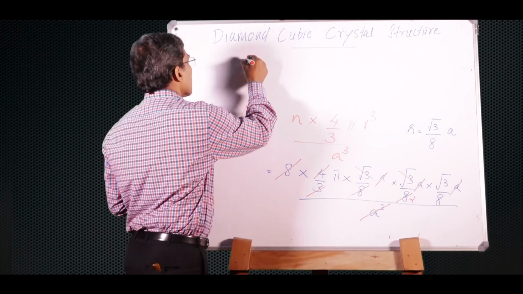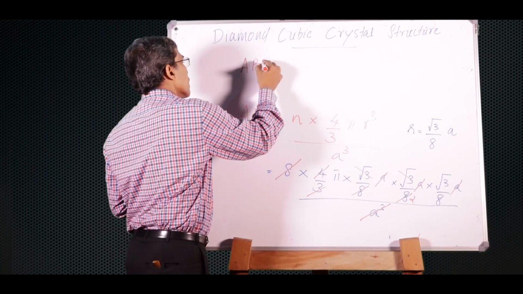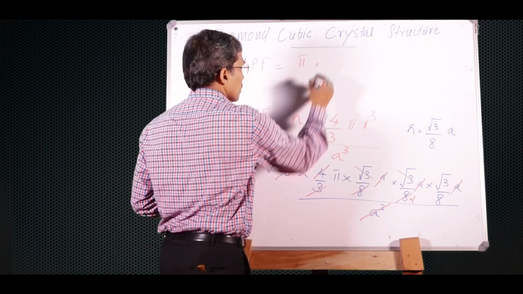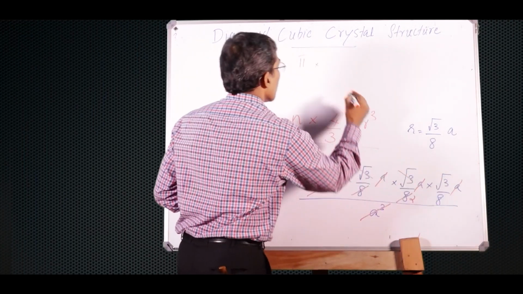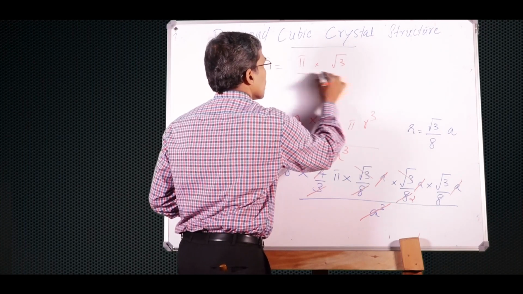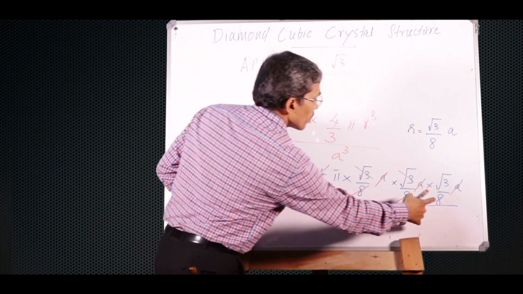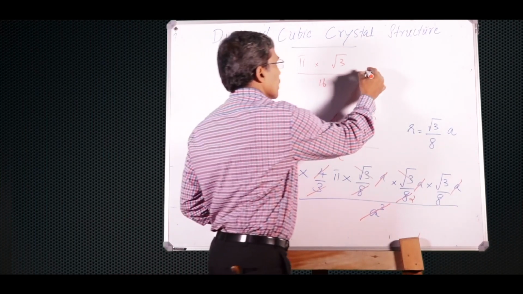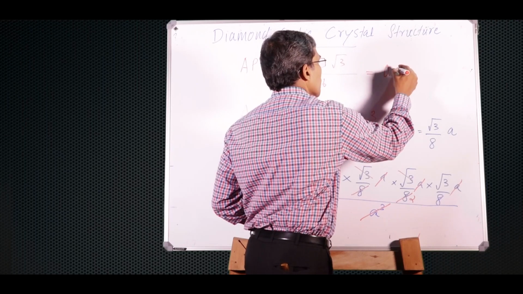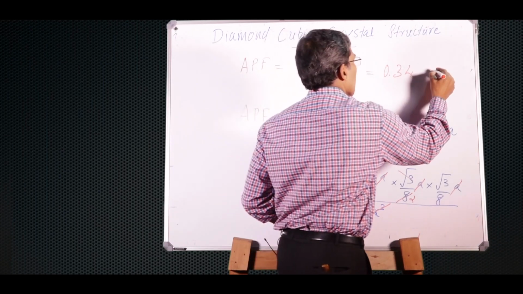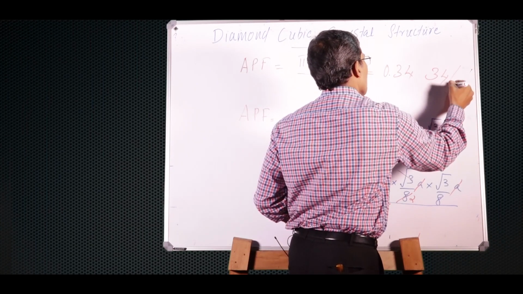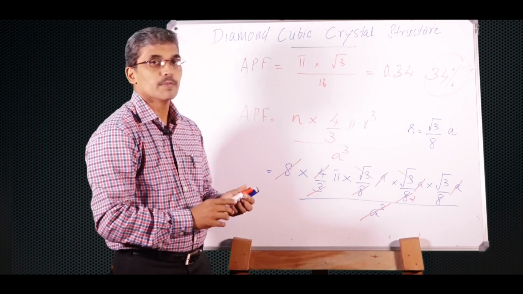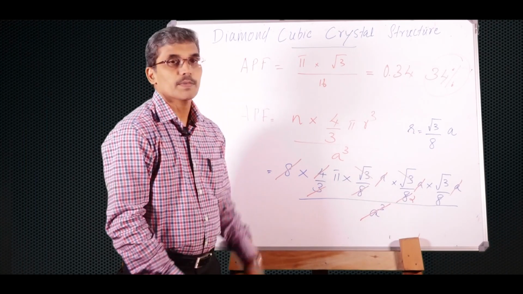atomic packing factor is equal to, APF is equal to pi into 1/√3 is there, divided by 8 into 2, that is 16. If you solve this, you will be getting answer 0.34, that is 34%. So atomic packing factor in diamond cubic crystal structure is 34%.